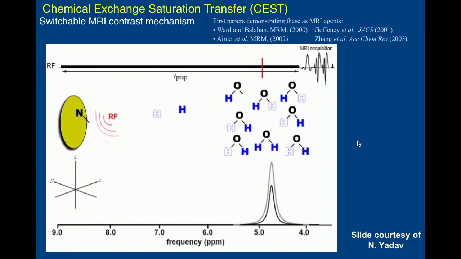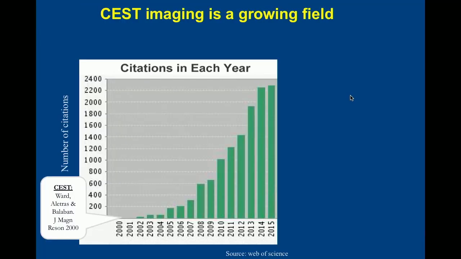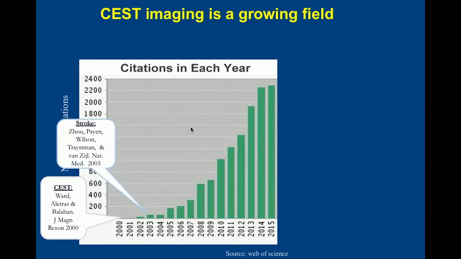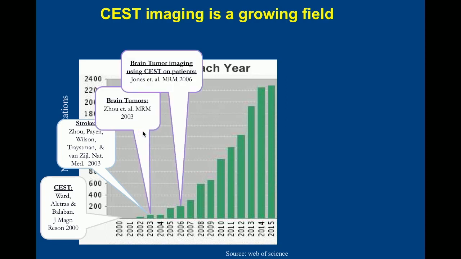The first papers describing this effect came out in the early 2000s, from NIH, Torino, UT Southwestern, and also our site. Since its introduction, the term being coined in 2000, it's grown every year. People have applied this type of imaging to stroke and brain tumors. First patient studies using CEST imaging occurred in about 2006.